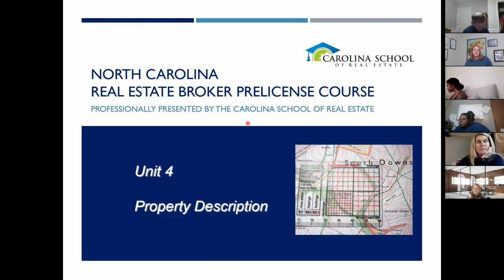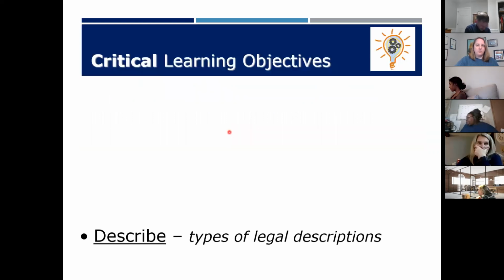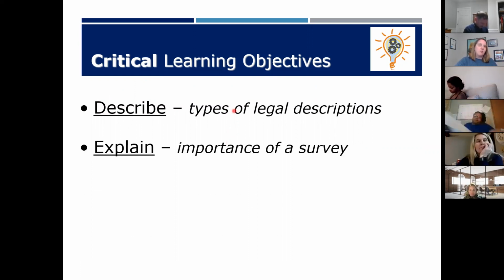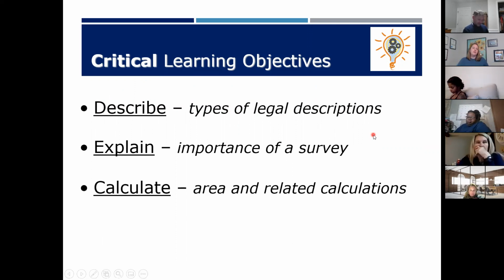Okay. So Unit 4 with our property descriptions, we are going to describe different types of legal descriptions. We have several different ways that we can define the legal description. We're going to talk more in this unit about the importance of a survey and why we should encourage buyers to have a survey done. And then we're going to look at some area and related calculations. So if you want to go out and measure, for example, the kitchen of a house before you list it, or if you want to determine how big the acre is, how big the lot is, excuse me, before you list it. Those are the calculations we're looking at in Unit 4.